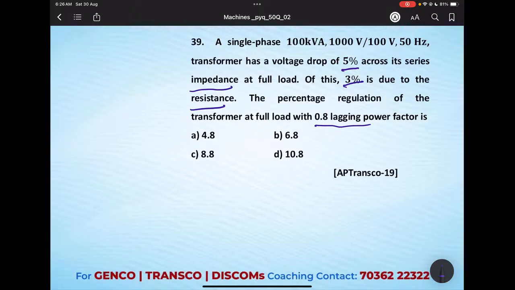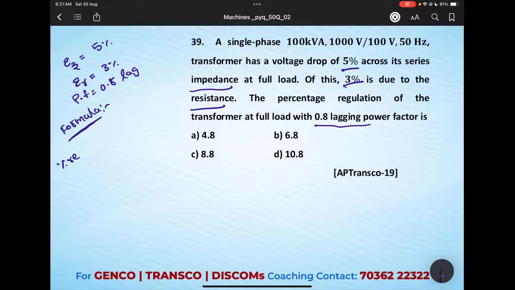What they are telling is that they have given the voltage drops due to the impedance. Let's note down the given data. EZ, the voltage drop due to the impedance, is 5%, and the voltage drop due to the resistance is given as 3%. What is the formula? We need to calculate the voltage regulation at power factor 0.8 lagging. What is the formula we know for voltage regulation?